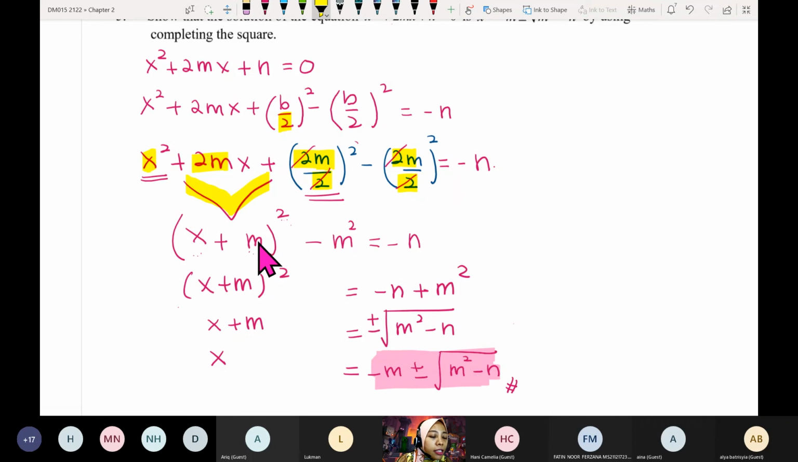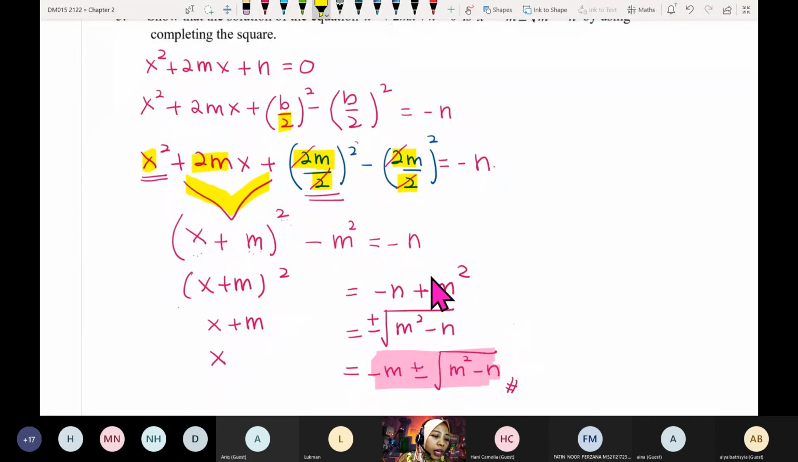X plus m square. You tak percaya, you expand, you mesti dapat seperti di atas. X square plus 2mx m square. Sama. Okay, this is only the 3 term. But the 4th term, you kena calculate tu. So 2 cancel. So m square. So negative m square equals to negative n. So negative m square, you bring to the right, it become positive.